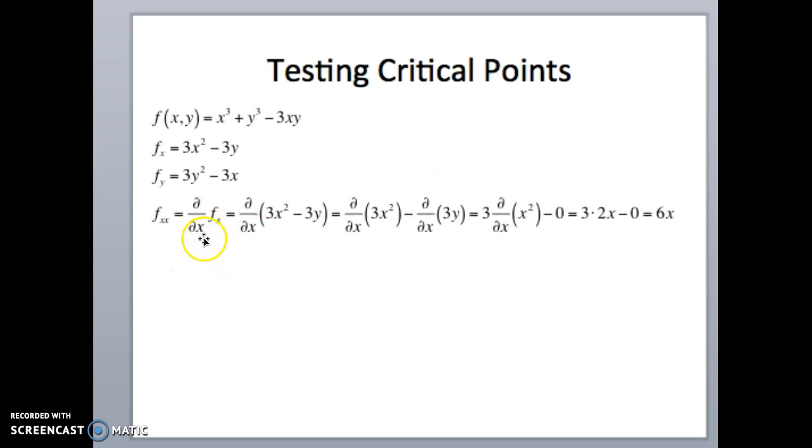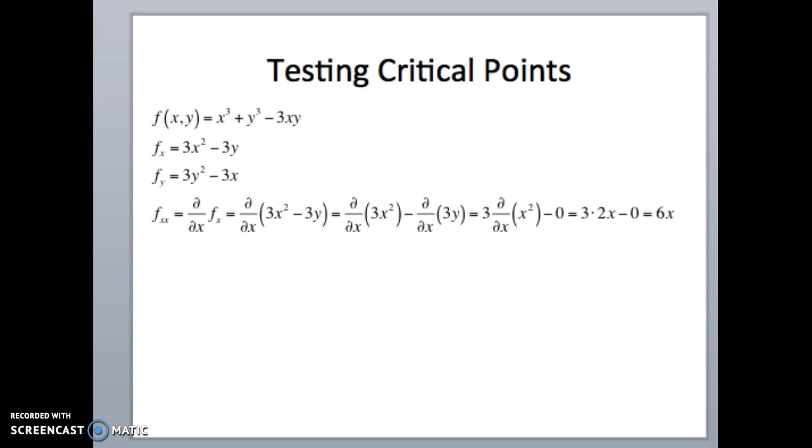f sub xx is the partial with respect to x of f sub x, which is the partial with respect to x of this thing, 3x squared minus 3y. The derivative of the sum is the sum of the derivatives. That works for partials as well. So the partial with respect to x of 3x squared minus the partial with respect to x of 3y. Partial with respect to x of 3x squared, we can pull the 3 out because that's behaving like a constant. Partial with respect to x of 3y, well, y is perceived as a constant, 3 is perceived as a constant. The partial with respect to x of that constant is going to give me 0. So I get 3 times 2x minus 0, or 6x. So f sub xx is going to give me 6x.